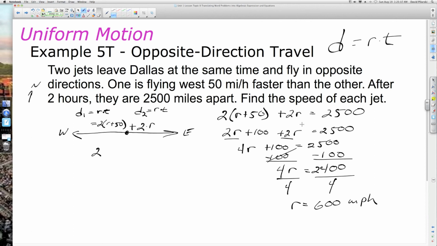We need to find the speed of each jet. Well, the speed of the other jet is r plus 50. The rate of this plane going east plus 50, so that would give us 650 miles per hour. So the plane going west is traveling at 650 miles per hour, and the plane going east is traveling at 600 miles per hour.